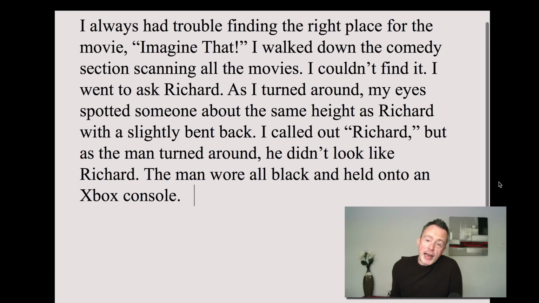Maybe you add another line. I don't know. This is up to you. But keep that in mind. This might be totally appropriate based on what you know about what happened in that moment. Or maybe a test reader might read that over and say, so what happened? And then you could add a few more lines about this man in black with the Xbox console.